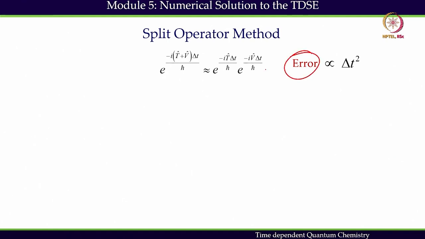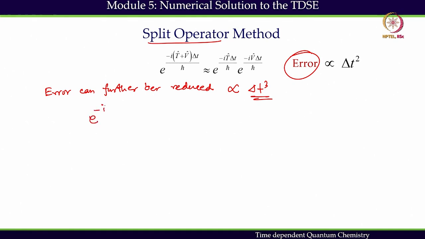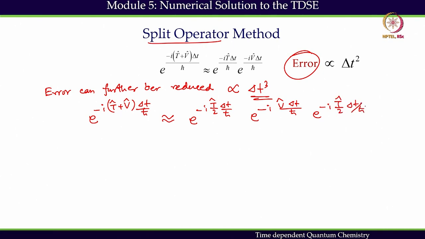This error which we have mentioned in the split operator approach can further be reduced, and it will then be proportional to delta t cube. If we take this symmetrized product of the split operator method, which means that e to the power minus i (T plus V) delta t by h cut, if we take this form, which is e to the power minus i T by 2 delta t by h cut, then e to the power minus i V delta t by h cut, then e to the power minus i T by 2 delta t by h cut. This is a symmetrized product.